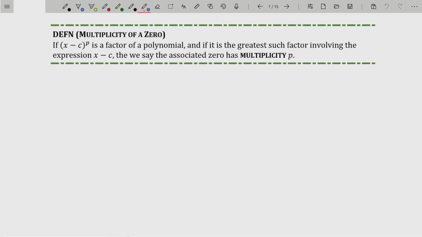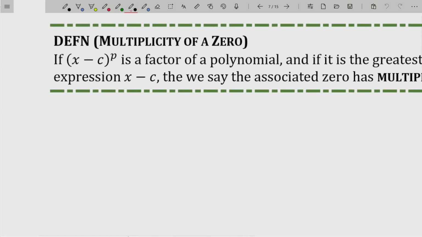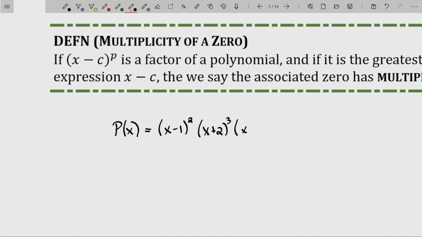And where we're heading next is, again, something I've already sort of stated here. If you have a polynomial and x minus c to the power of p is a factor of it, and if it's the greatest such factor involving that expression x minus c, then we say the associated zero has multiplicity p. Now this is kind of important to talk about. So if I handed you a polynomial, let's just pretend, and I'm going to have it pre-factored just for this conversation: x minus 1 squared times x plus 2 to the third times x minus 1.